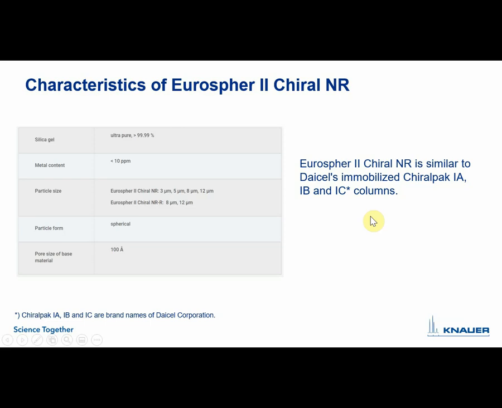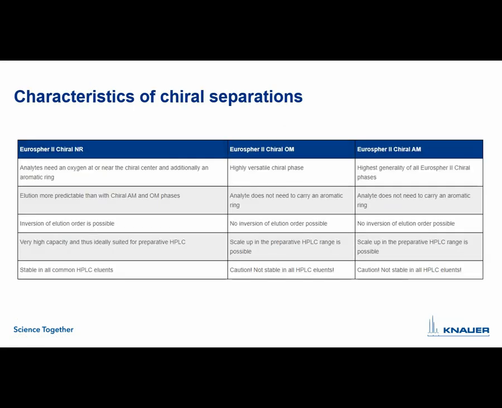So whenever you have a method running on these columns, you can maybe try to use also the Eurosphere 2 Chiral NR column. And this is just an overview in the end to compare the three phases that we offer. So on one side here you have the Chiral NR and here the AM and OM phase. So very different is what is here the last point.